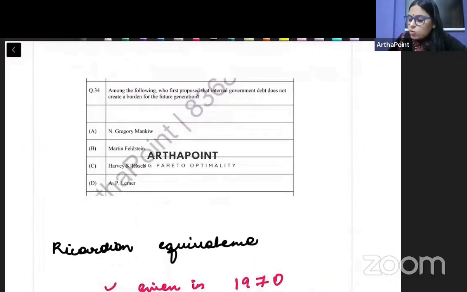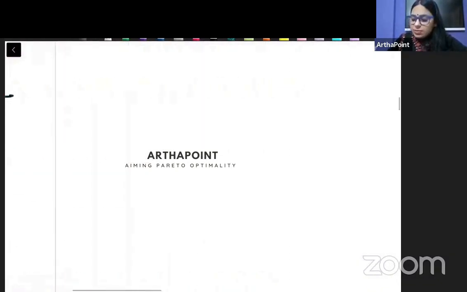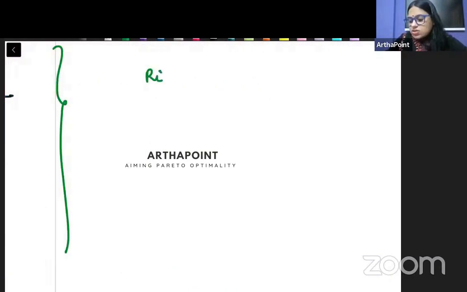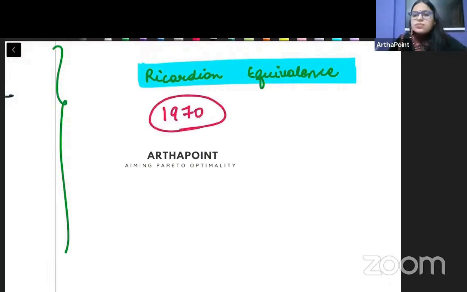Among the following, who first propounded that internal government debt does not create a burden for future generations? In order to understand this, beta, we need to understand an important concept, and that's the concept of Ricardian equivalence. Ricardian equivalence concept was given in 1970. As the word suggests, किसने दिया होगा ये? रिकार्डो ने. Ricardian equivalence क्या कहता है?